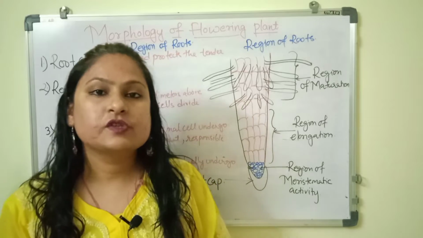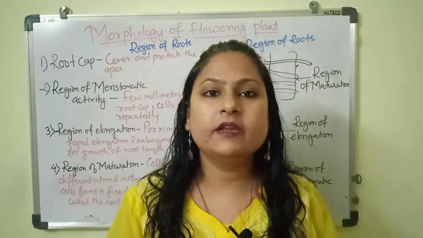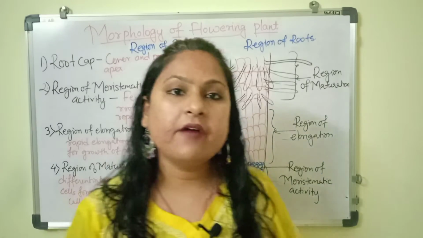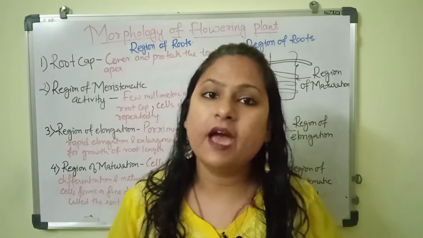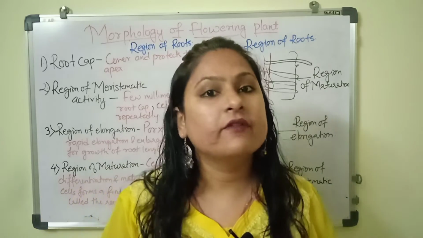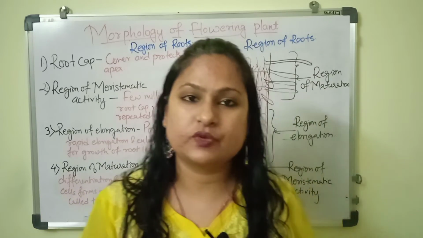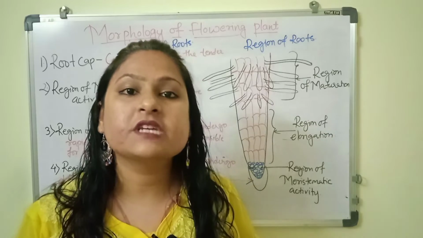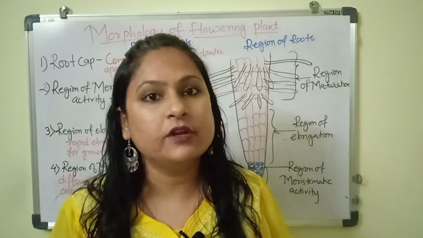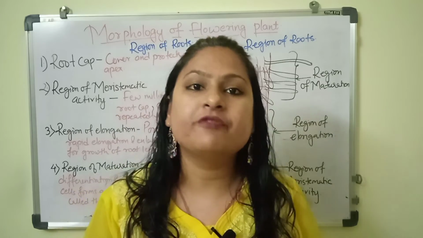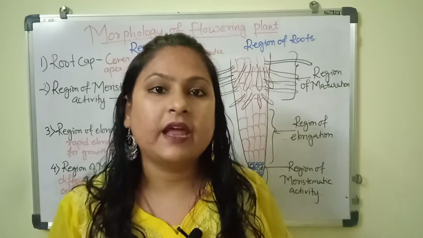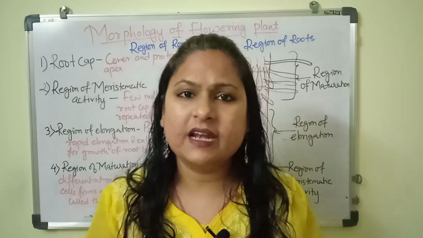Hello children. In today's video, we will be learning about the regions of roots. We have learned about the types of roots: tap roots, fibrous roots, and adventitious roots. Tap roots are the roots which are found in dicotyledonous plants. They have a primary root and lateral roots. Fibrous roots are found in monocotyledonous plants, and they are fiber-like, thread-like.